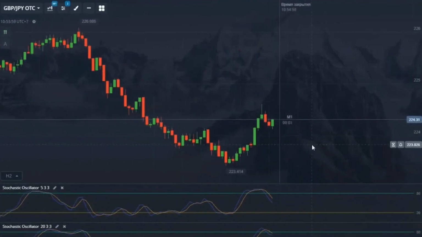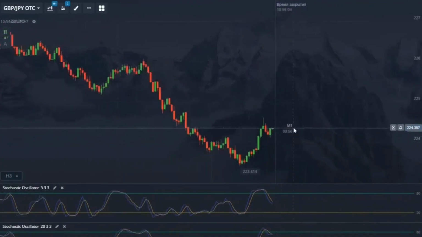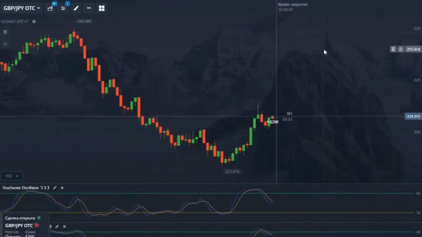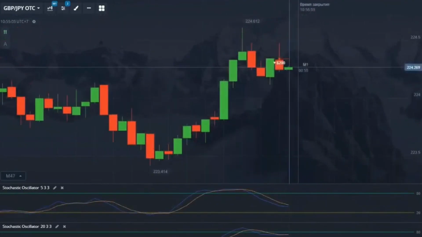Maybe I entered a bit late and this candle seems to have made a false upward jump. But in any case, the stochastics are still showing a signal. And while the price has gone up, this is the best moment to make a trade. Well, in the end, we got what we wanted. We ended up working the situation into a profit.